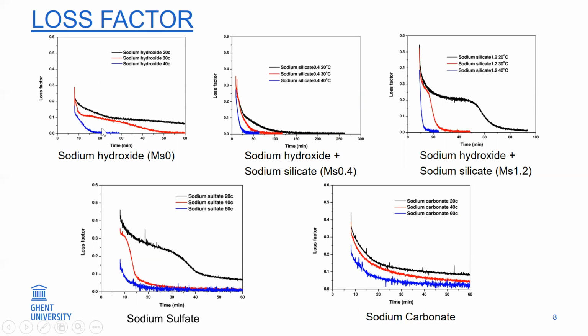It can be observed that with an increase in temperature, the time needed to reach the elastic state is shorter. For example, as you can see here, when we increase the temperature from 20 degrees to 40 degrees, the time needed to reach the elastic state was shortened from 80 minutes to 20 minutes. That means the temperature increase can lead to more flocculated structure formation in the suspension.